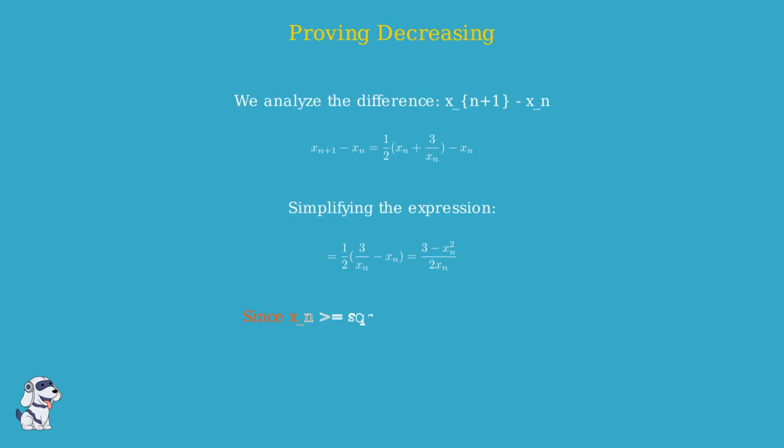To prove our sequence is decreasing, we look at the difference between consecutive terms. Substituting our recursive formula, we simplify the expression to 3 minus x sub n squared, all divided by 2 times x sub n. Because our sequence is bounded below by the square root of 3, x sub n squared is always at least 3. This makes our numerator non-positive, confirming that each term is smaller than the previous one.